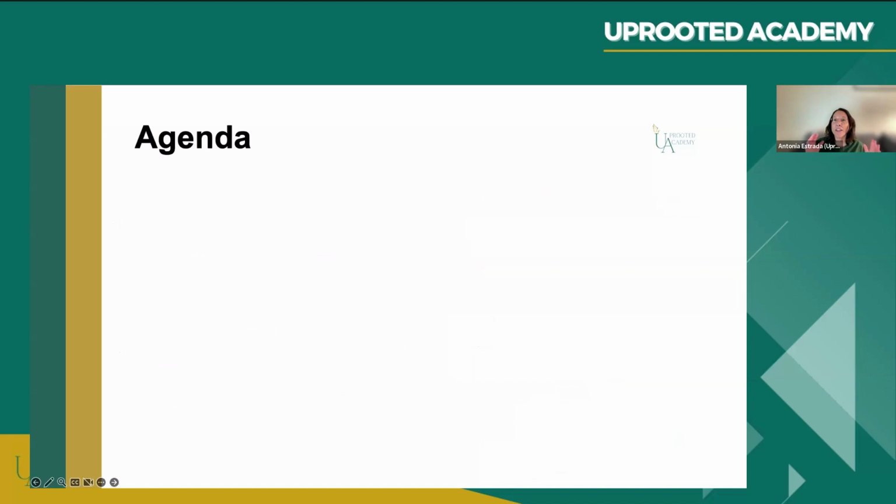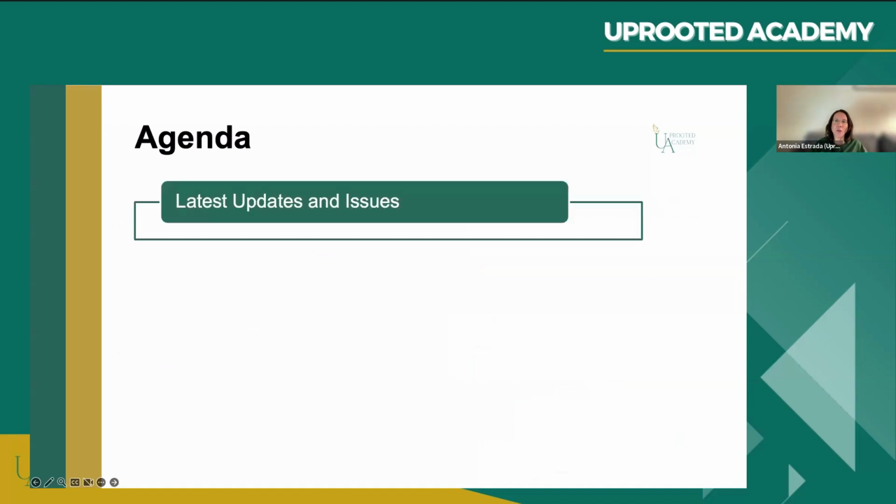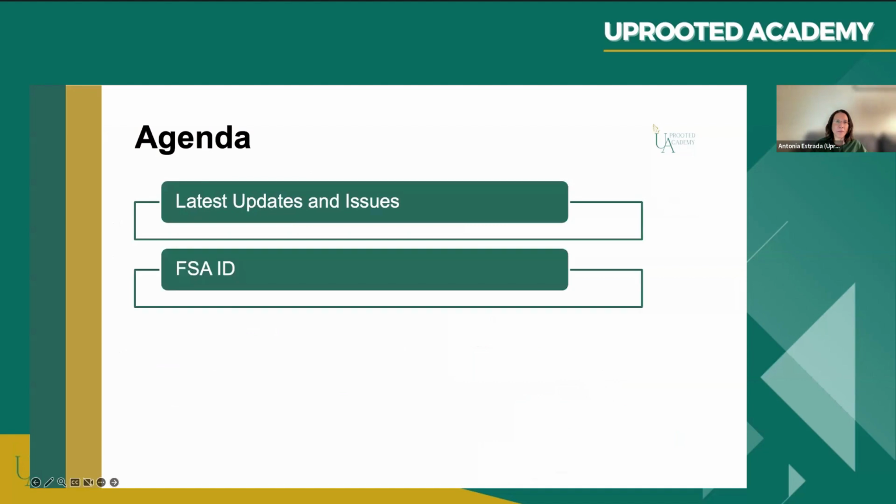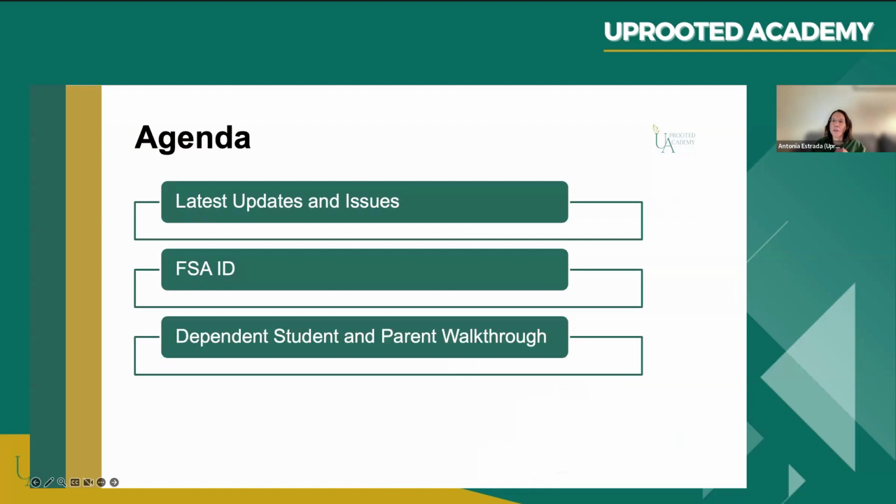So here's what we've got on the agenda for today. We're going to look at the latest updates and issues to the new FAFSA. We're going to go over creating an FSA ID, which is essentially the username and password for your studentaid.gov account that you'll need to sign and submit the online FAFSA. Then we're going to look at some selected questions on the FAFSA form, not all of them, just some of them, that a dependent student and their parent or parents would see, and how to complete those questions.